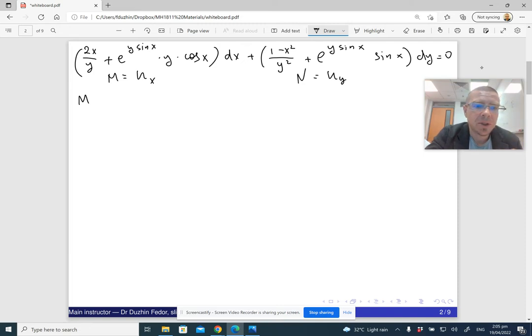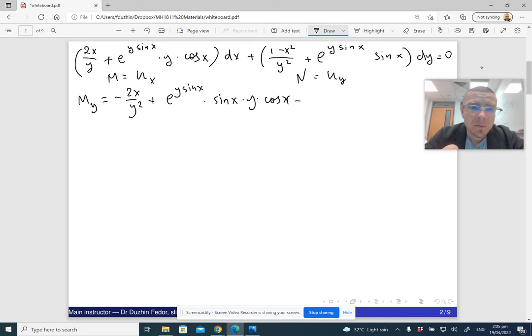So the M differentiated with respect to y is going to be, well, what is it? It's minus 2x over y squared plus, well, cosine x does not depend on y, so e to the y sine x. So let's differentiate it. So e to the y sine x times the derivative of y sine x, which is sine x, times y cosine x, plus e to the y sine x. Now I'm differentiating y, which is just 1, times cos x.